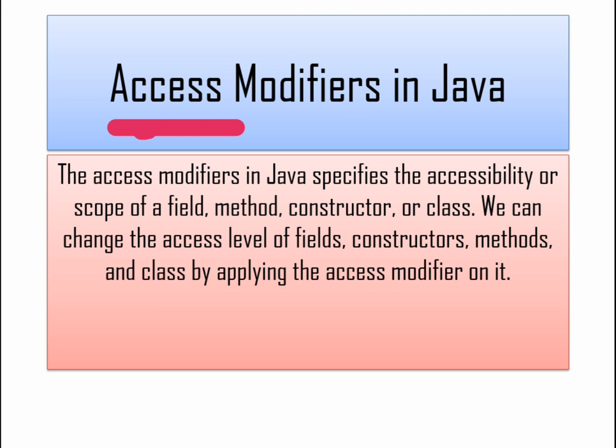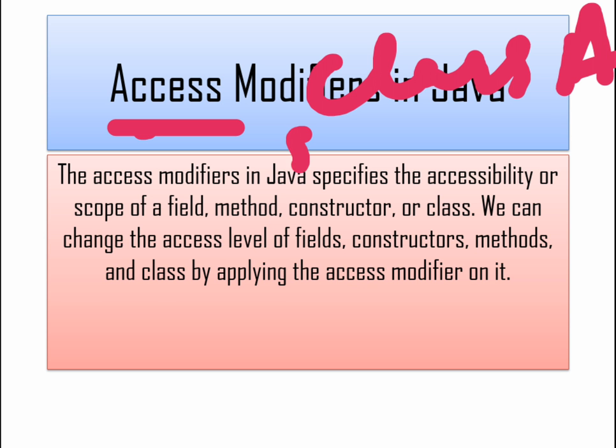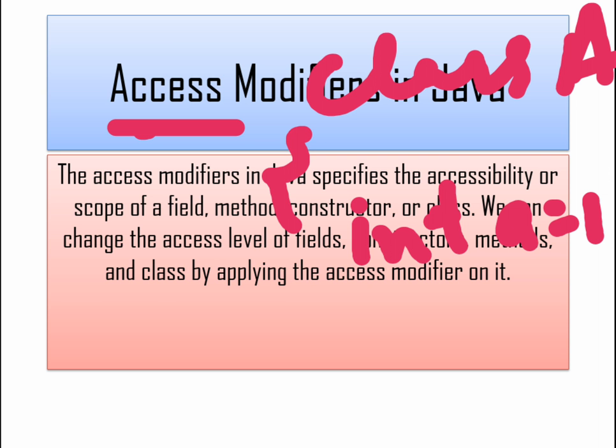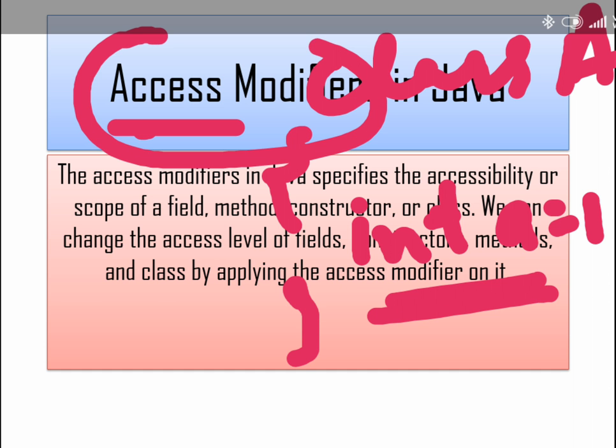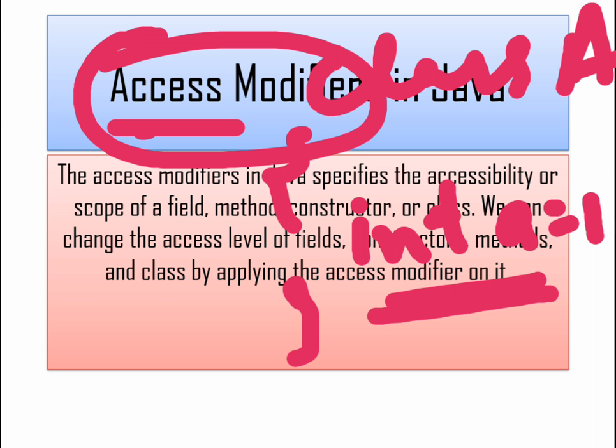Suppose we are going to create a class. Okay, class A is created, and in this we are going to create int a equal to 10. So what does this mean? This variable can be accessed by which classes, subclasses, other classes? The accessibility of this variable is decided by the access modifiers. You must have heard about public static void main, the main method. The public was the access modifier.